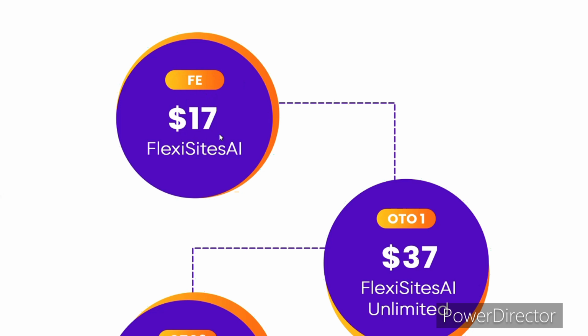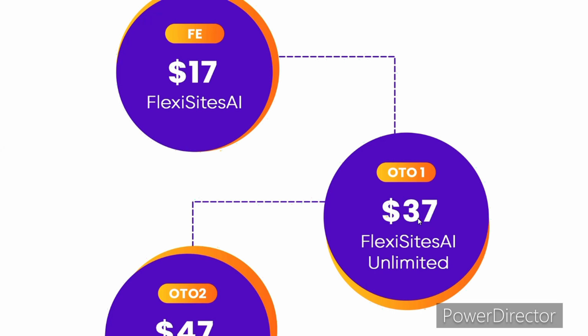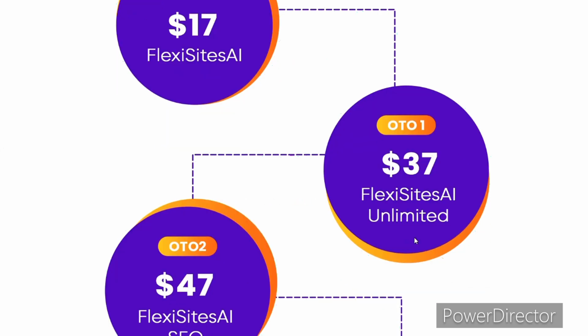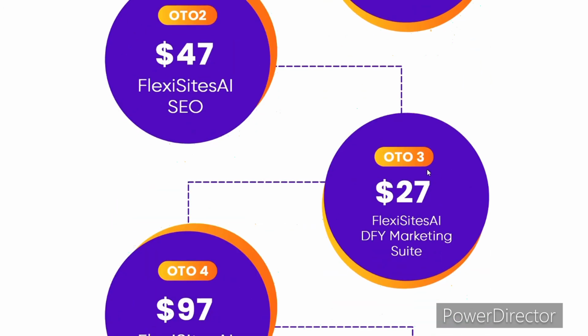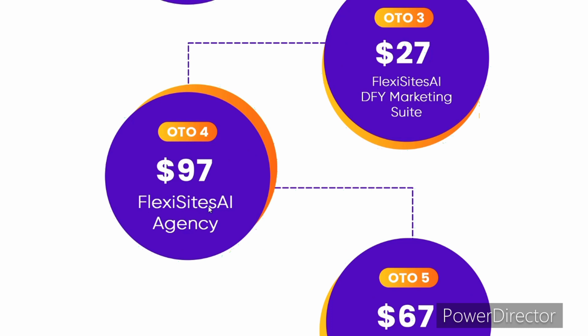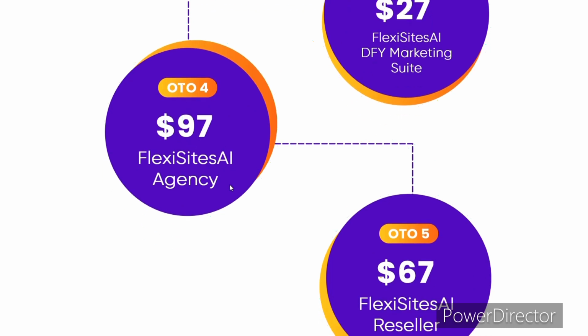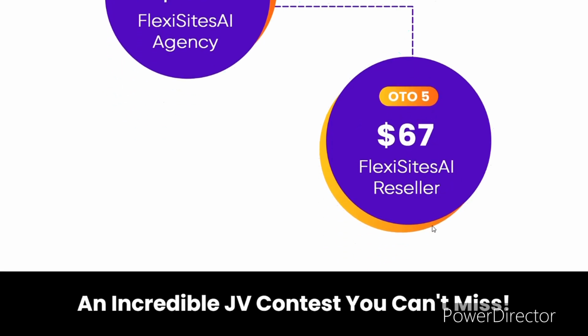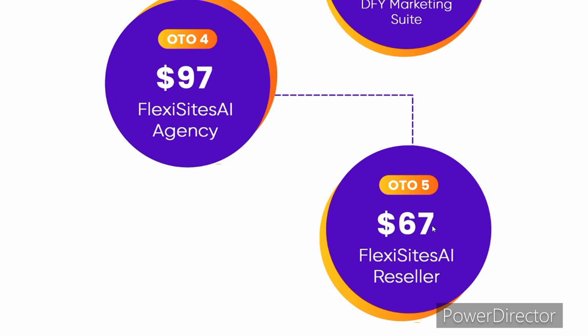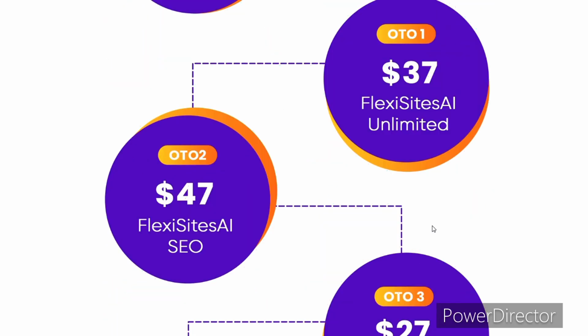The front end cost of FlexiSites AI is only $17, and after the discount you can get it for $14. The first OTO is $37, which is the FlexiSites AI unlimited version, and the second OTO is the SEO version, which will cost you $47. Then comes the third OTO, which is the FlexiSites AI done for you marketing suite, which is $27, and the fourth OTO is the FlexiSites AI agency, which is $97. And the last OTO is the FlexiSites AI reseller, which is going to cost you $67. So you can upgrade FlexiSites AI based on your needs and features.